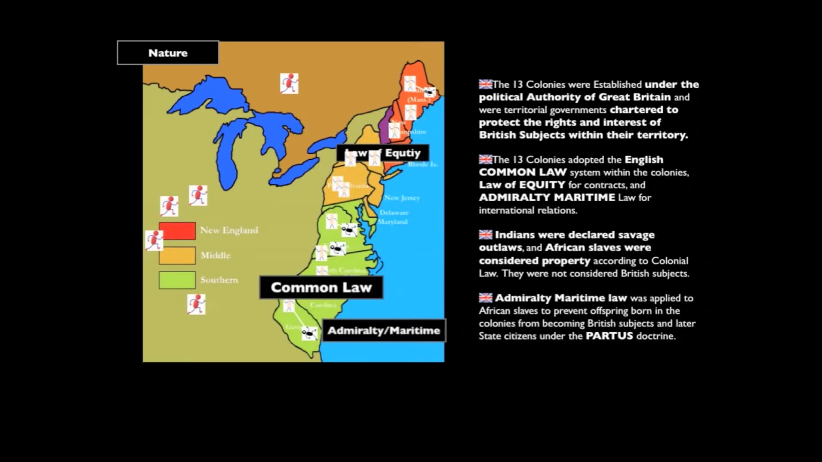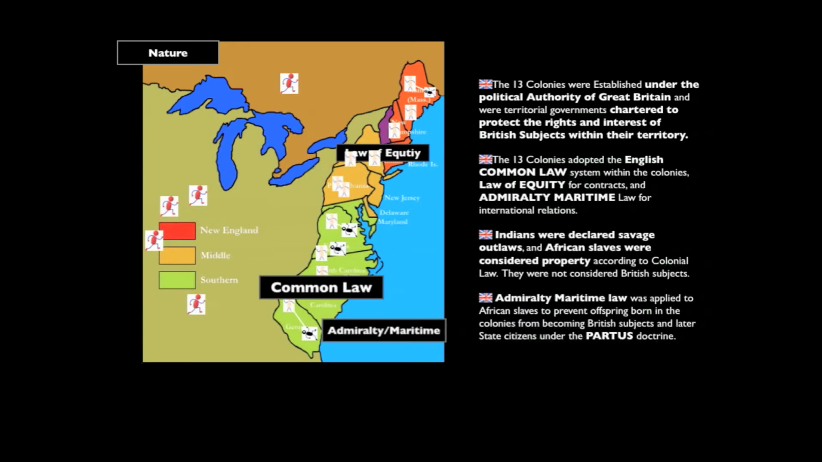They were simply purchased on the shores of Africa, brought over as property under the Admiralty Maritime Law, the law of commerce, the law of merchants, and when they reached the territory, because they weren't British subjects, they were not converted into the protection under the common law. Therefore, Admiralty Maritime Law operated on them specifically and directly.